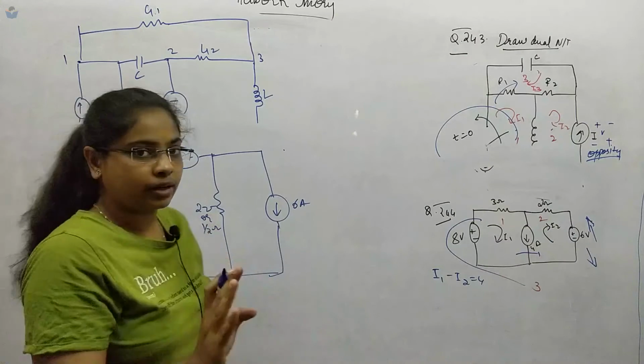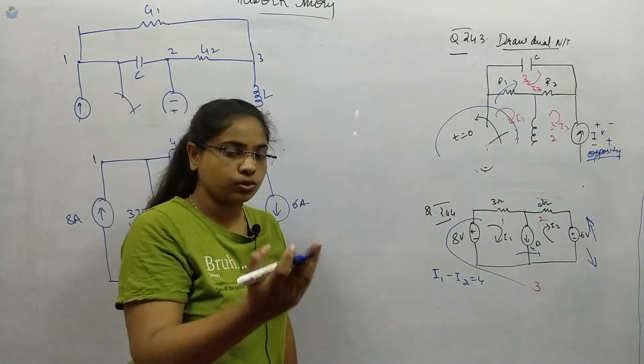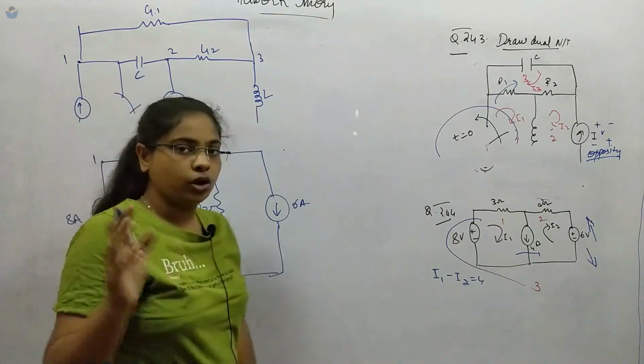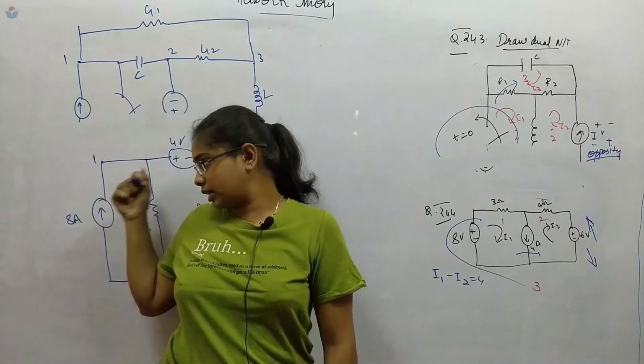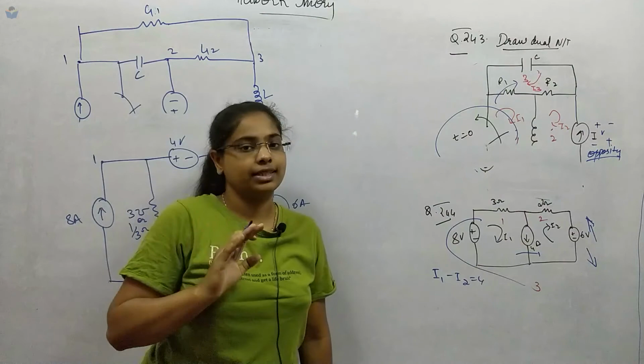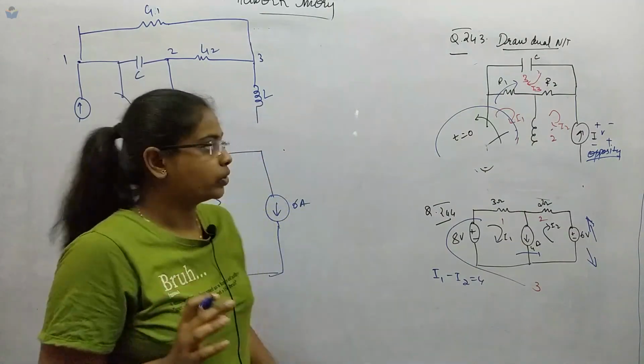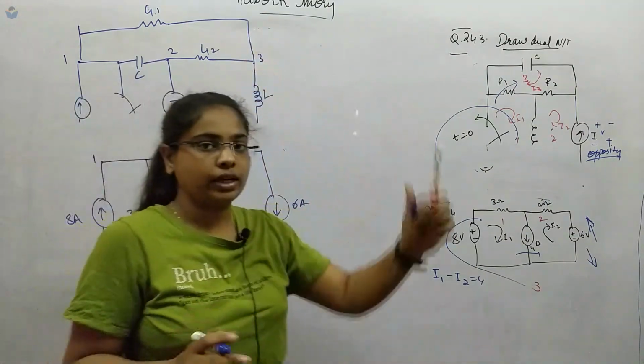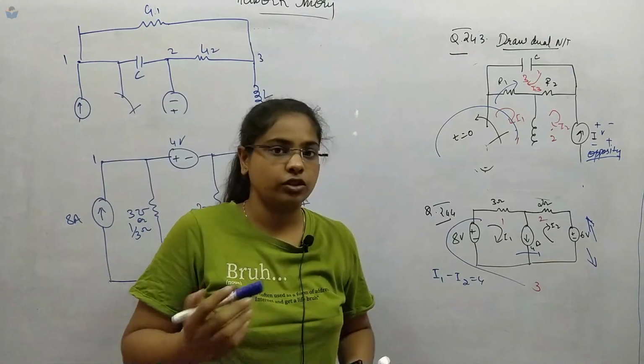Basically, duality means that whether you interchange the sources, the resistor values, the voltage and current sources, or the inductor and capacitor, it should not change the characteristics or the value. That is what we call a dual network. So this is about the dual network.